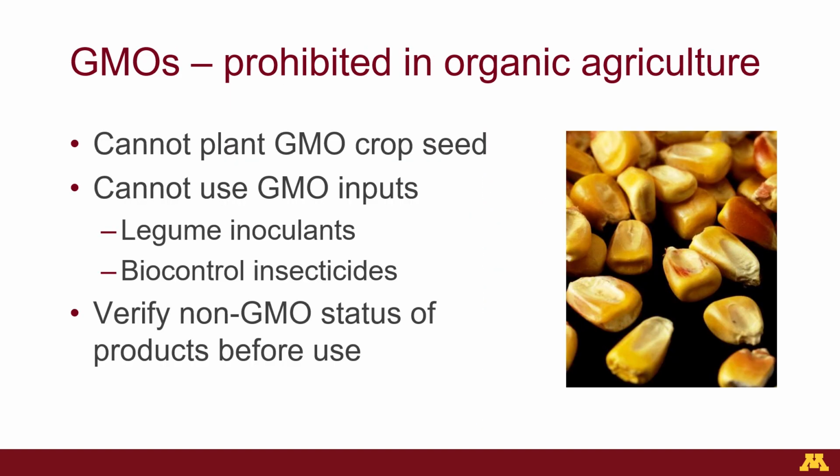GMOs are prohibited in all areas of certified organic production under the definition of excluded methods. Organic farmers cannot knowingly plant GMO seed. They also cannot apply inputs that are GMO, such as genetically modified rhizobia in legume inoculants, or genetically modified Bacillus thuringiensis bacteria in biocontrol insecticides. However, there are non-GMO versions of these inputs that may be allowed in organic. To know for certain whether an input is approved or non-GMO, you can check the listings maintained by OMRI, the Organic Materials Review Institute.